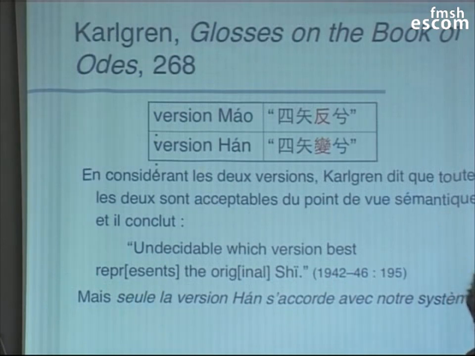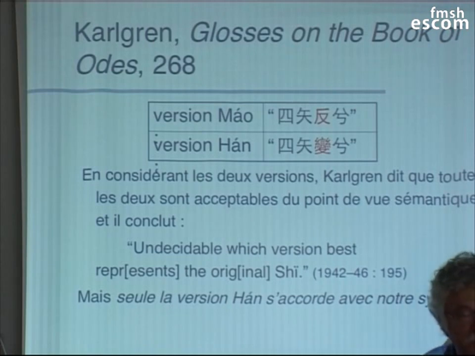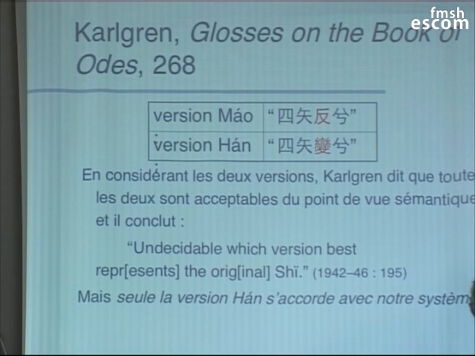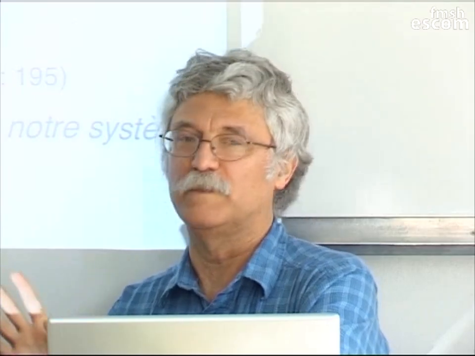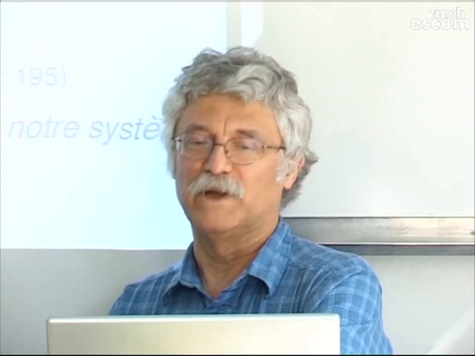Karlgren also commented on this. These are the two versions. Si shi fan xi, the four arrows return, or si shi bian xi. And Karlgren looks at both of them, he says that either one of them might make sense in the passage, and so he says it is undecidable which version best represents the original Shi. But only the Han version is consistent with our reconstruction. Now, some people may already be worried about lectio difficilior, and we can talk about that later, if you want.